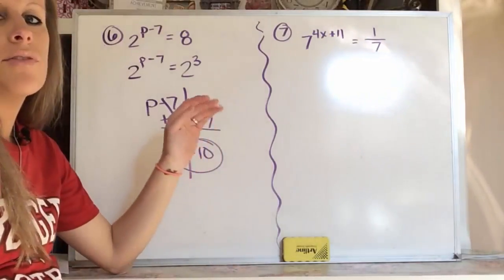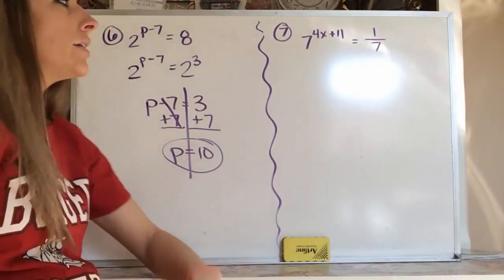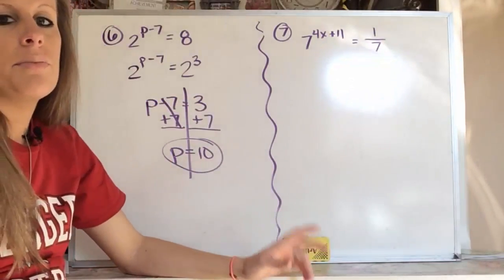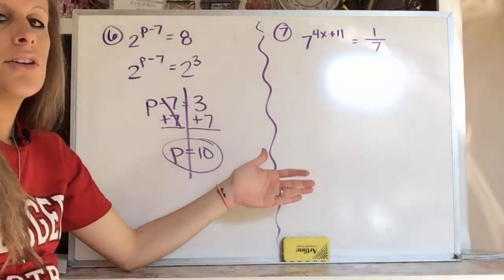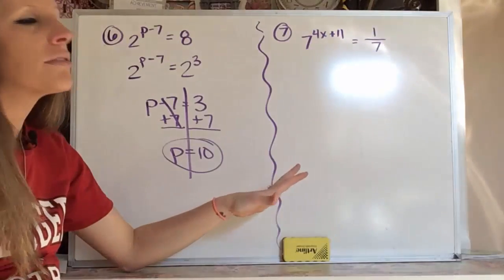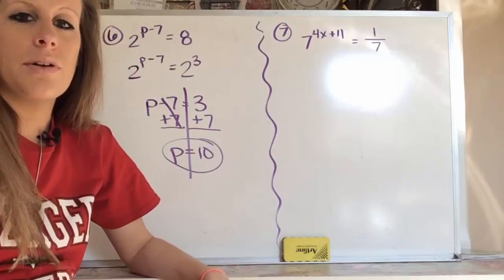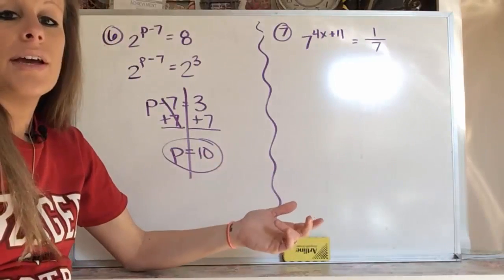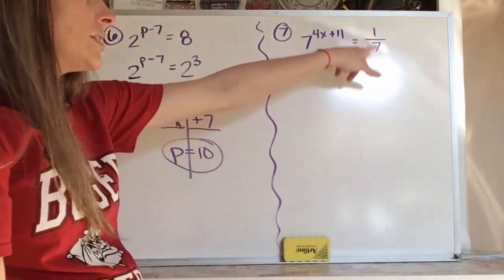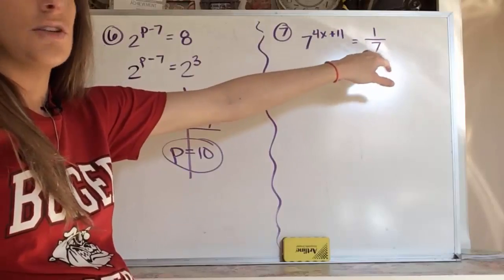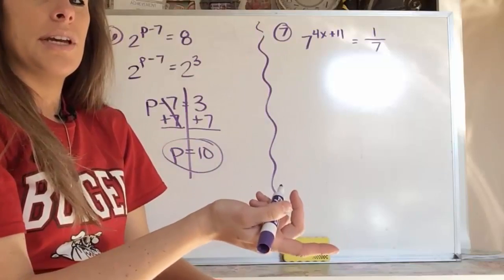Number 7, we have a base of 7 on the left side, and then we have 1/7 on the right. So we need to try to get both of them in a base of 7. I think just by looking at it, y'all can tell that it can happen, but a lot of y'all forget that exponent rule, the laws of exponents, where it says if you have a negative exponent, it's flipped. So if I want 7 on the bottom in the denominator, I'm going to have a negative exponent so it flips. And we learned that at the beginning of the year.